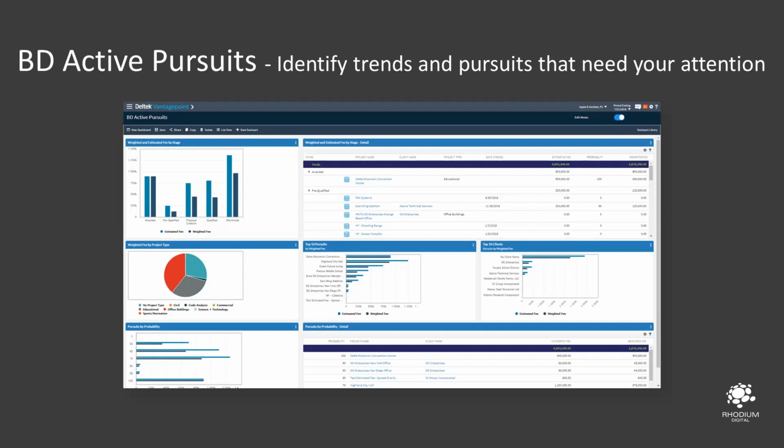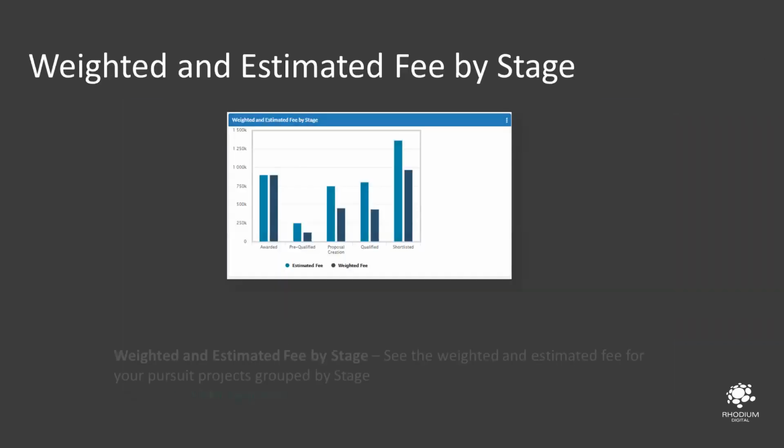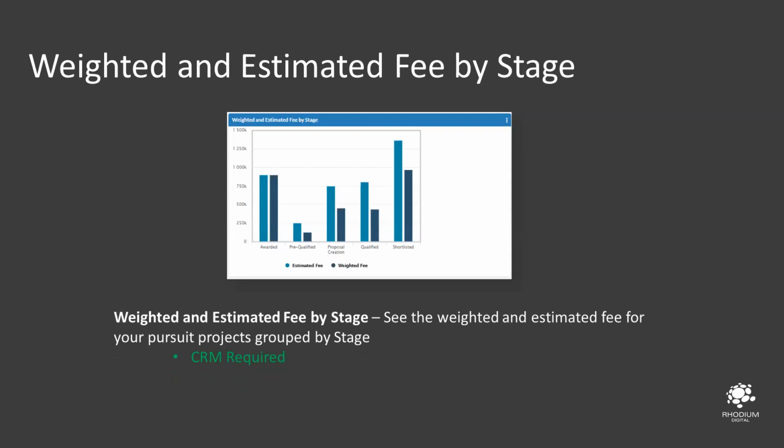From a business development perspective, there's also the ability to identify trends as well as pursuits that might require leadership attention. The first of these would be the weighted and estimated fee by stage. And so going across, we have stages that have been awarded, some that are pre-qualification, some that are at the proposal creation stage, and so forth.